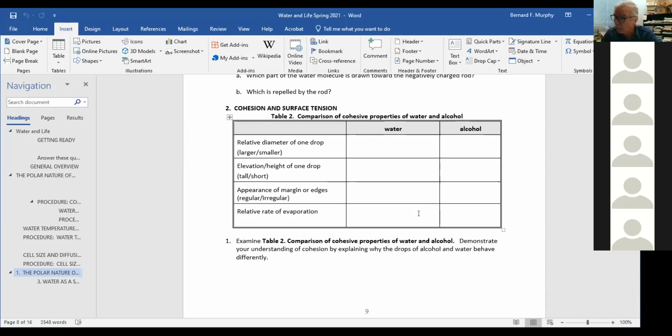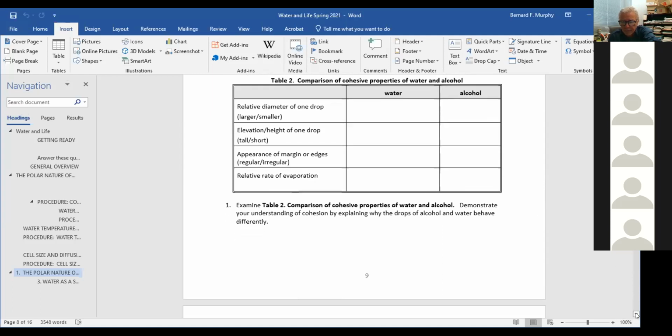And remember, evaporation takes away heat. So that's why you put alcohol on your skin, you let it evaporate, you feel coolness, because it takes away heat when it evaporates also. Okay. So this is the relative rate of evaporation: slow for water, fast for alcohol.